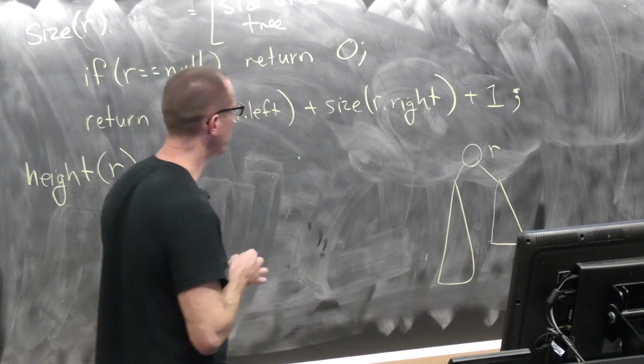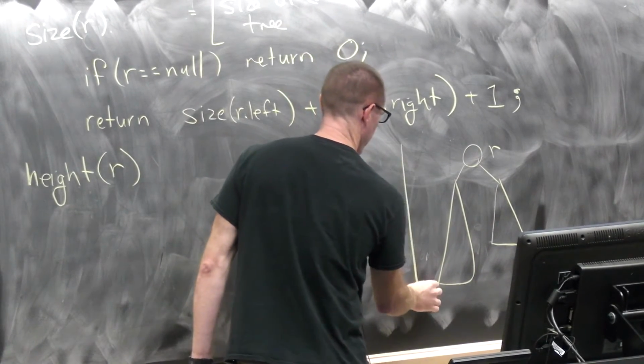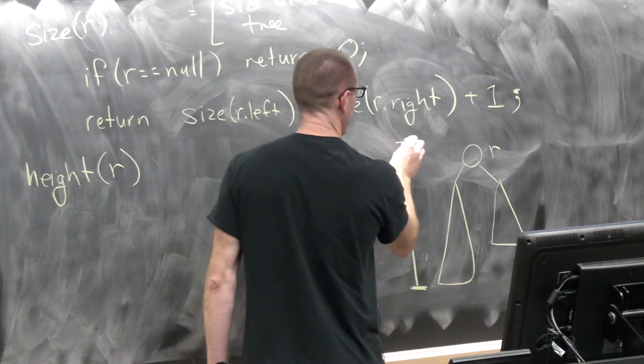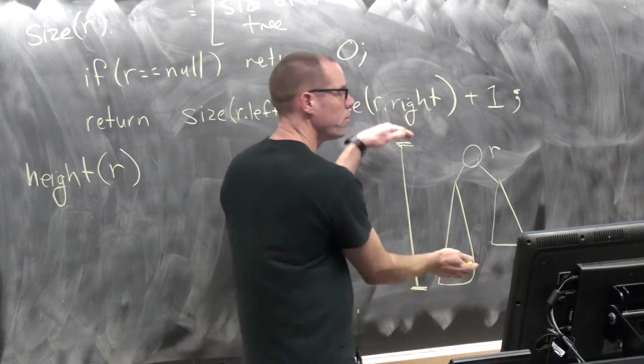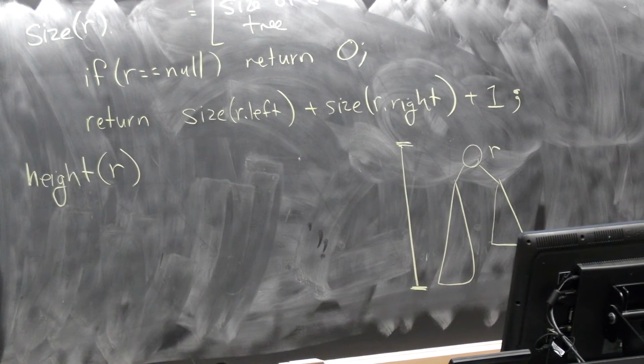There's a picture. The height is the depth of the deepest node. So that's supposed to return somehow this measure of this tree. How would you do that? Yep. You could return the max of the left and the right.